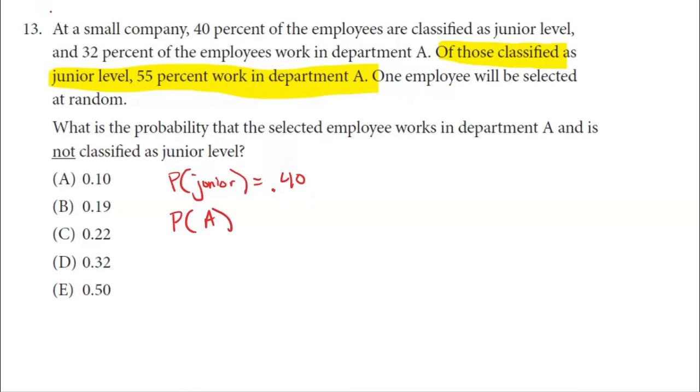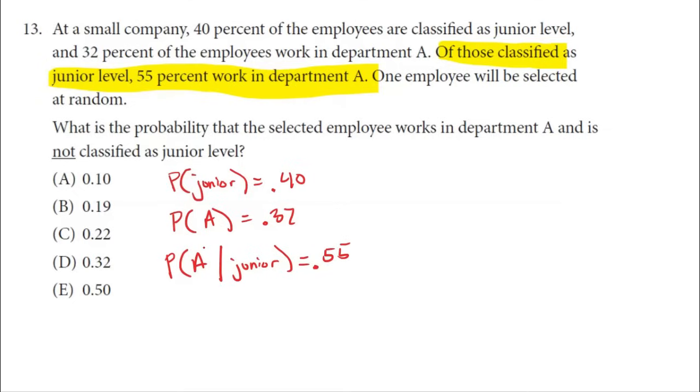Okay, now for the probability that you are in Department A. So I'll put probability Department A, and that is 32%. And that next probability given to me, again, was conditional. It was the percentage of people that work in Department A of those that are classified as junior level. So when I have a condition, I'm going to put that line, and behind that line goes the condition. So of the junior level employees, the percentage of them that work in Department A is 55%.